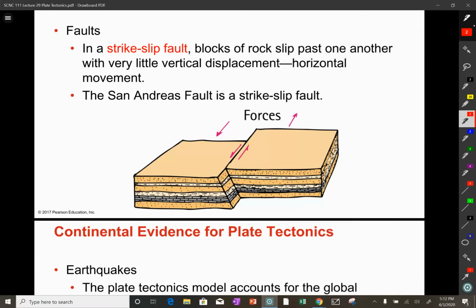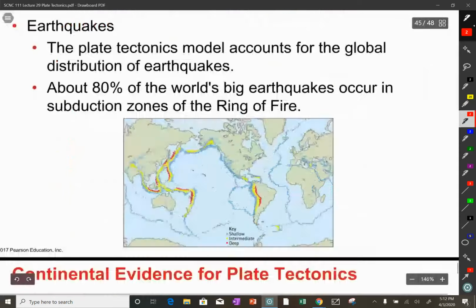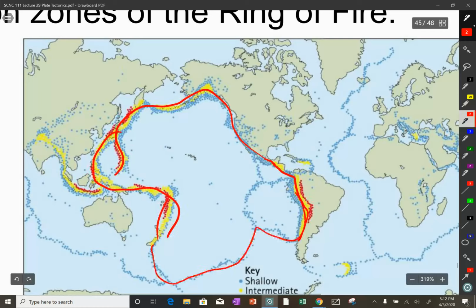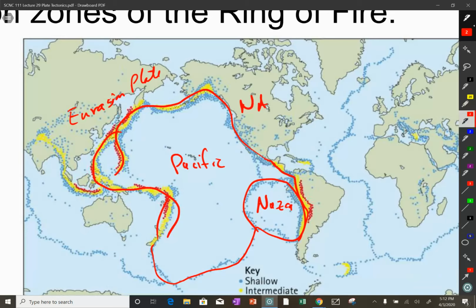Okay, it is time to end the lecture. So let's just look at the Ring of Fire. This is mapping out where you have volcanoes and earthquakes. And so you see very clearly you have a lot of that action going on here. This is the Nazca plate. This is the Pacific plate. This is the North American plate. And this is, what, the Eurasian plate? I don't pay as much attention to that. I think that's the Eurasian plate. And the Australian plate is going to be down here.